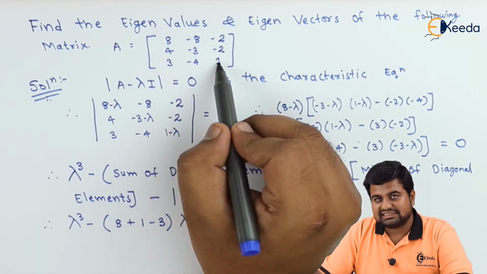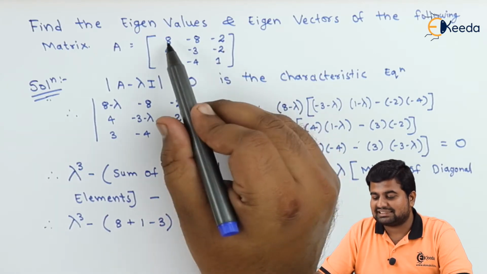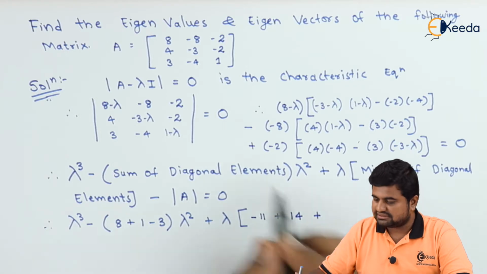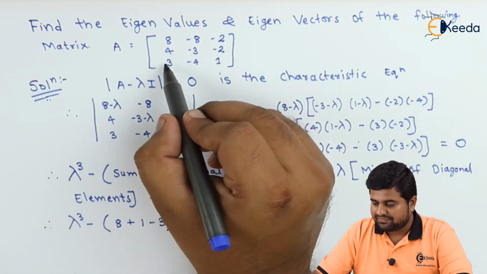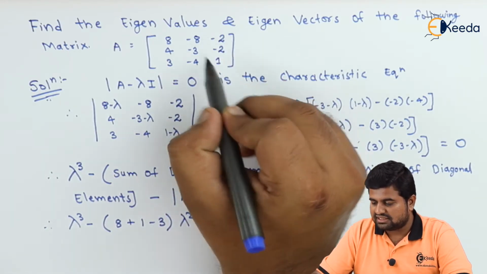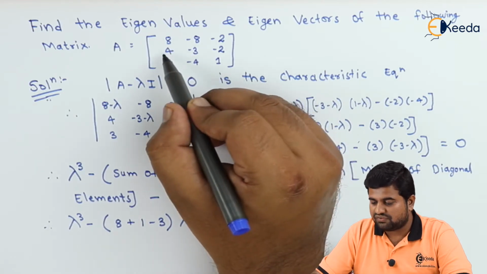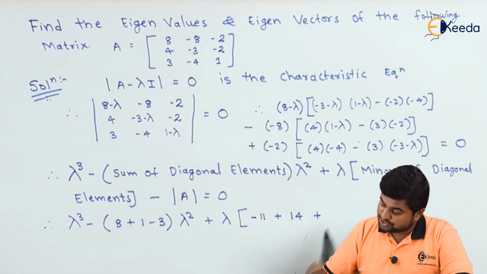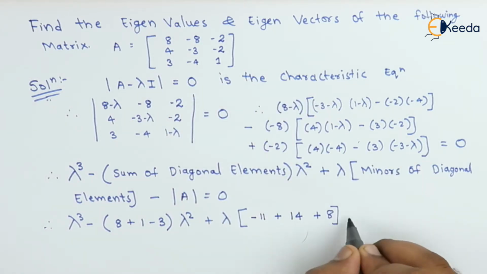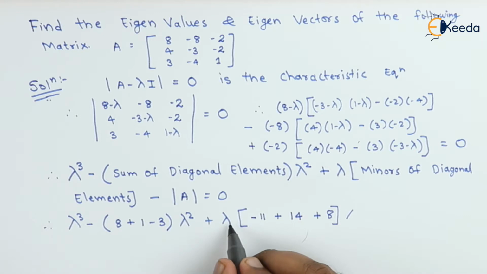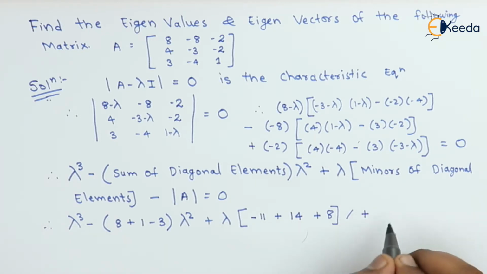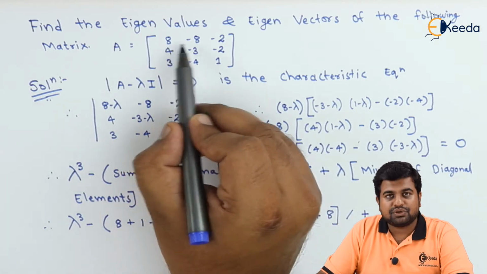So 8 into 1 is 8, minus minus 6. So 8 plus 6 is plus 14, plus we'll consider the third element. We'll leave this row and this column. 8 into minus 3 is minus 24, minus minus 32, which is 32 minus 24, which is plus 8 into lambda. Now we have plus mod of A, which you can directly put in the calculator.